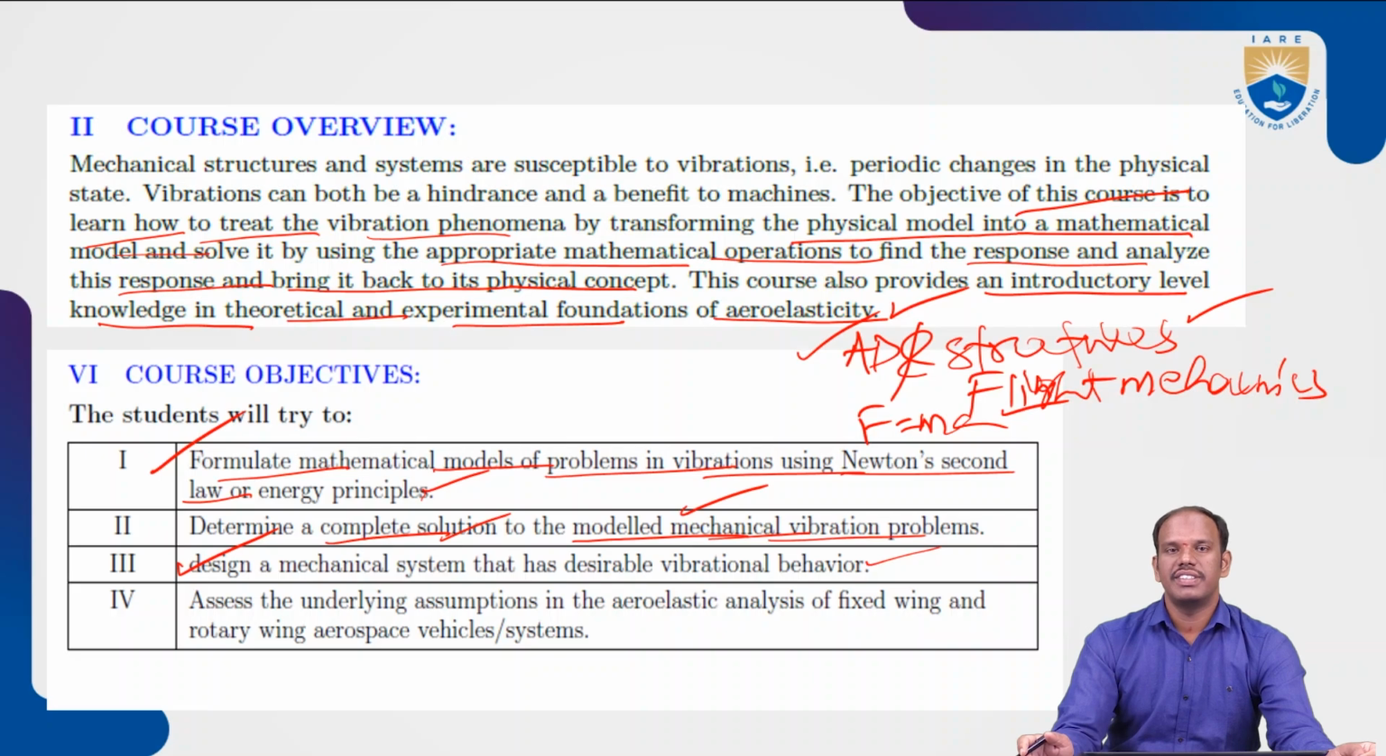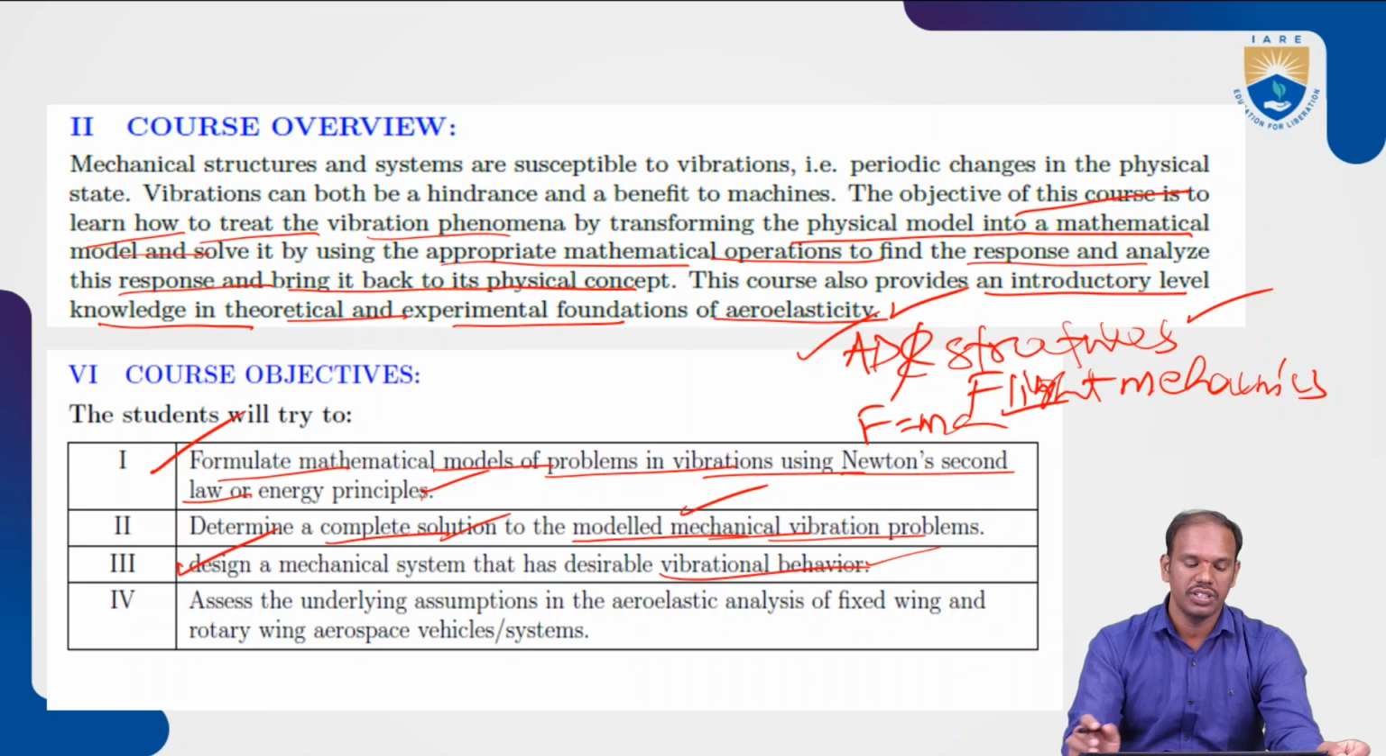Once the longer life comes, then we can proceed toward higher profits. Once you have a longer life, we cannot replace it many times, right? So that is one of the profits. Otherwise there is no need to go for maintenance, so that is also one of the profits. So vibration behavior we need to reduce in the design conditions, and assess the underlying assumptions.